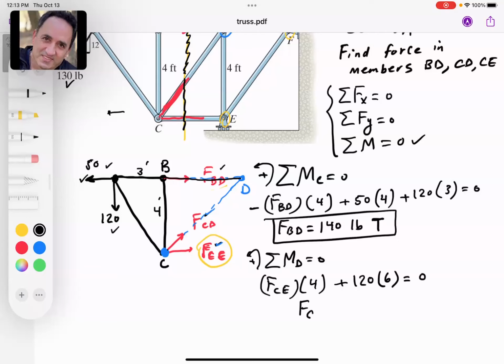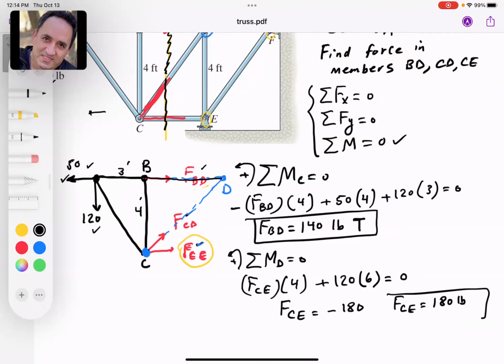So FCE comes out to be what? 180 negative, right? Well, because we get a negative answer, what do we say? Because a negative, that means the member has to be in compression. In other words, the force has to switch direction and point towards C. So 180 pound, and then you write your answer as C, compression.